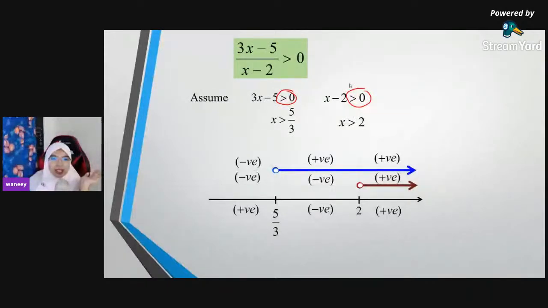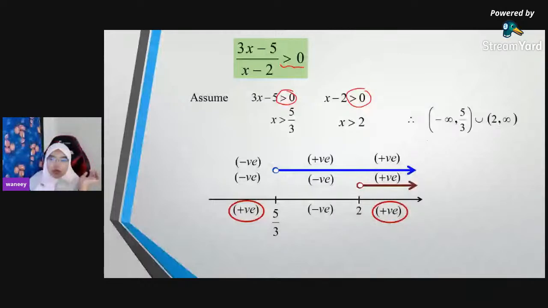So I want something to be greater than 0. Greater than 0, it simply means positive. So let us check where does it give a positive answer. So it will be left side. So nak dapat positif kena kiri dan juga kanan. So write down the answer. So it will be negative infinity up until 5 over 3 union with 2 up until infinity.